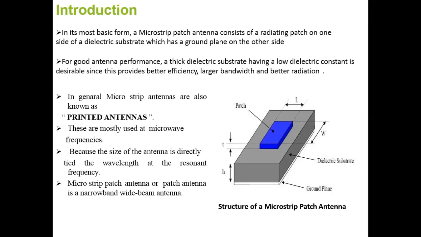Here, the microstrip patch antenna, or patch antenna, is a narrow band, wide beam antenna. In this diagram, this is the microstrip patch antenna, with some length and width. Very, very important: ground plane and dielectric substrate. In this diagram, the radiation occurs only on one side, that is the width side only. Very, very important. Next, the patch: this shape is called the patch. The blue colored part is the patch.